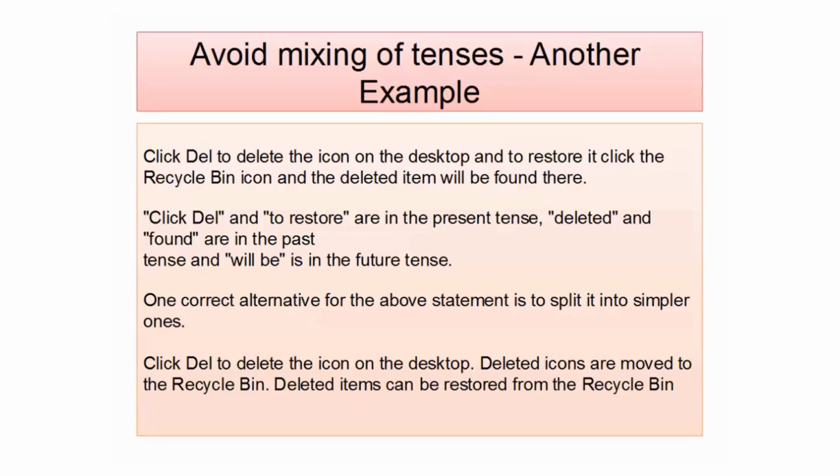Another example. Click del to delete the icon on the desktop, and to restore it, click the recycle bin icon and the deleted item will be found there. First of all, the sentence is a bit too long. Secondly, in the sentence, click del and to restore are in the present tense. Deleted and found are in the past tense, and will be is in the future tense. Another error in the sentence is discussed under dangling participles in a subsequent slide.